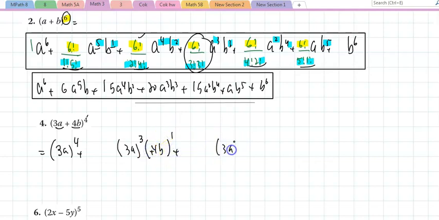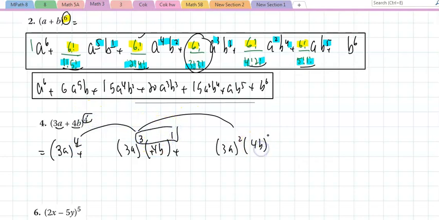Then the 3a raised to the 2nd power. So you always reduce by 1, and the sum must always be a 4. So that means the 4b must be a 2. The 3a, 1 less, that's a 1, 4b cubed. And you could say, if you really want, the 3a to the 0 power, but that's a 1, that's useless. But it fits under that idea.